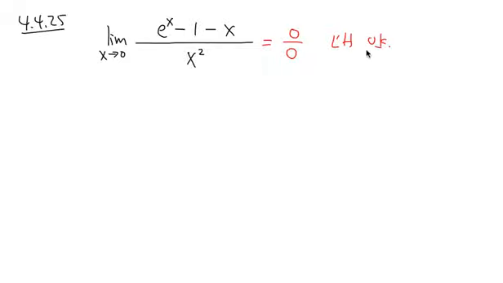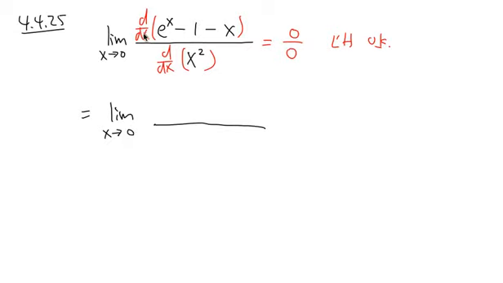So L'Hopital's rule means I can differentiate the top and then differentiate the bottom separately, and then we will continue with our limit. This is the same as the limit when x is approaching 0. Take the derivative of e^x, which is just e^x. The derivative of negative 1 is 0. The derivative of negative x is minus 1.